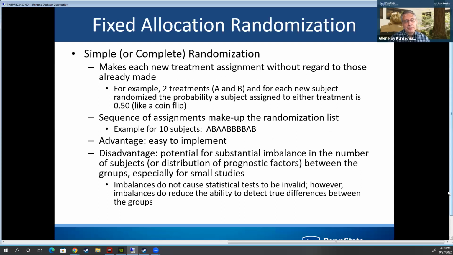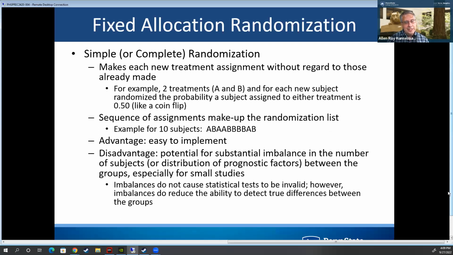So let's start out with the simplest method, simple or complete randomization. This makes each new treatment assignment without regard to those already made. For example, let's say we have two treatments, A and B. For each new subject randomized, the probability a subject is assigned to either treatment is 0.5, or 50%. It's like flipping a coin.